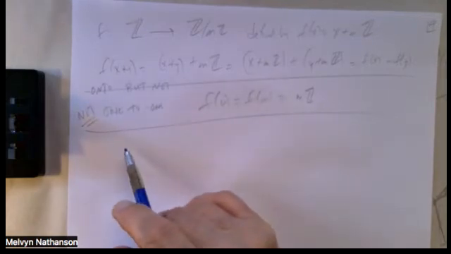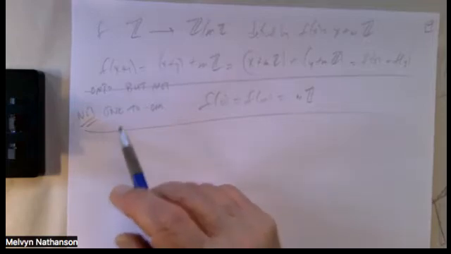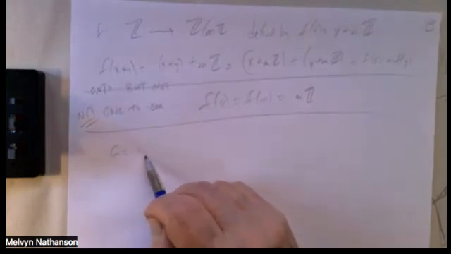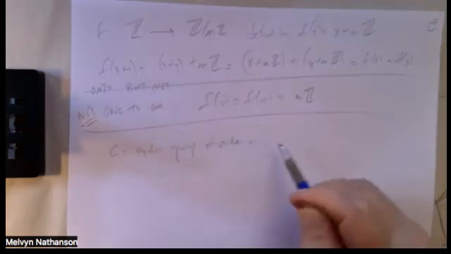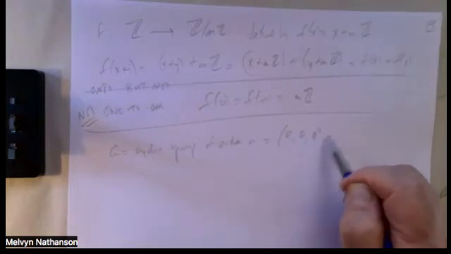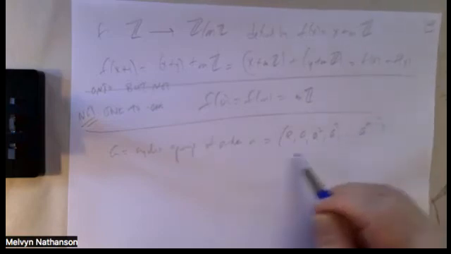Suppose we have G to be a cyclic group of order n. So let's say this is a squared, a cubed, all the powers of a up to the n minus first power, and order n means that a to the n is the identity.